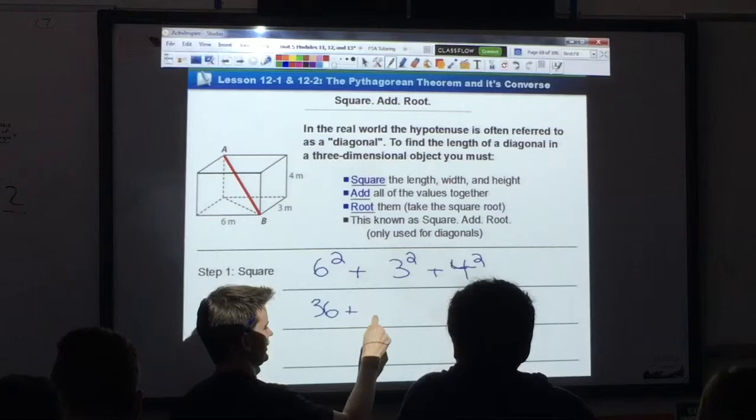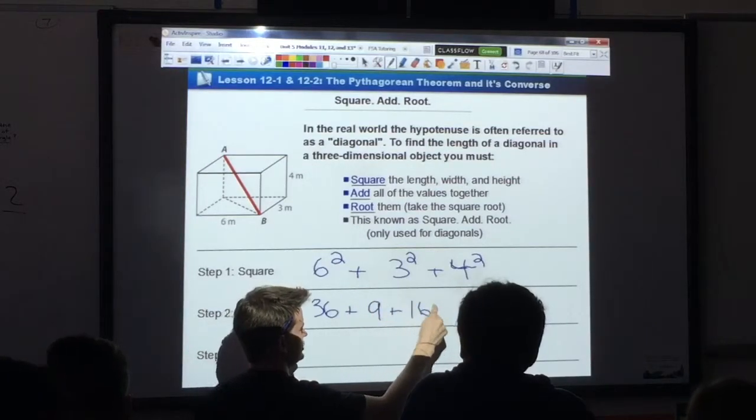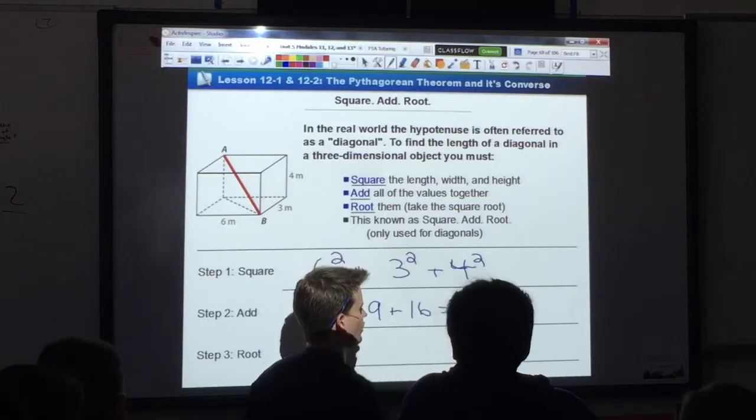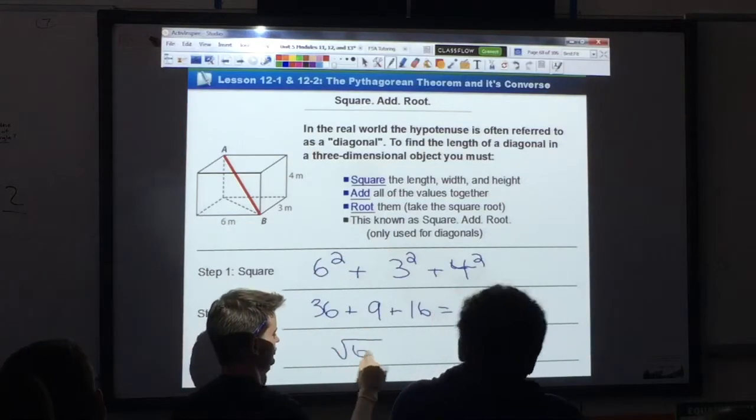36. Plus, what's 3 squared? 9. Plus, what's 4 squared? 16. You add all these together, you're going to get 61. The last step is to take the root. So I take the root of 61.